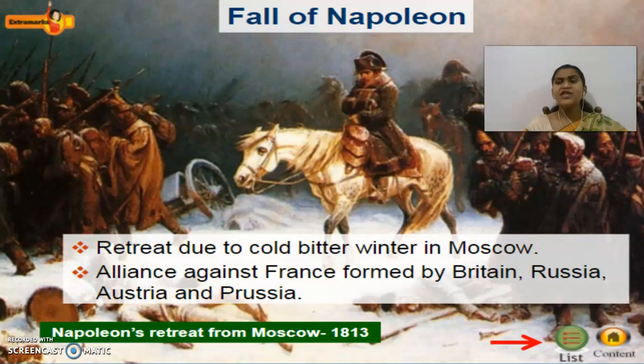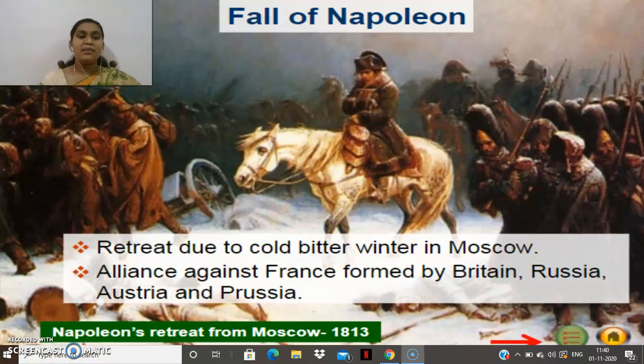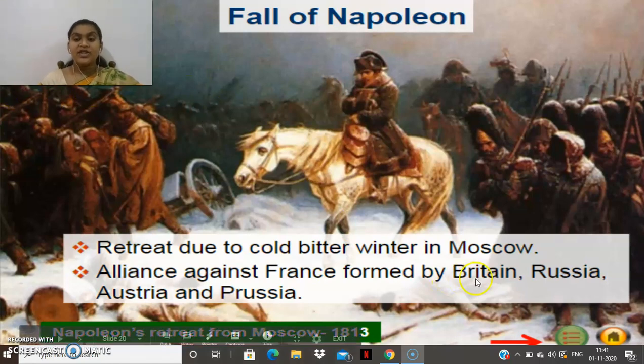So later, what happened? The fall of Napoleon. Because of his administration, because of his introduction of censorship, all those things made his administration fall. That's one thing. See here. The first point is retreat due to the cold, bitter winter in Moscow. So in Moscow, finally, they started to retreat due to this cold, bitter winter. And then an alliance against France was formed by Britain, Russia, Austria, and Prussia. So this is very much important. Britain, Russia, Austria, and Prussia.